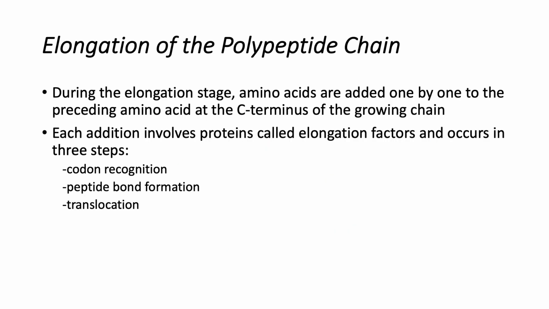Next to initiation is the elongation stage. During the elongation stage, amino acids are added one by one to the preceding amino acid at the C terminus of the growing chain. Each addition involves proteins called elongation factors and occurs in three steps. First, codon recognition, then peptide bond formation, and lastly, translocation. Translation proceeds along the mRNA in a 5' to 3' direction.